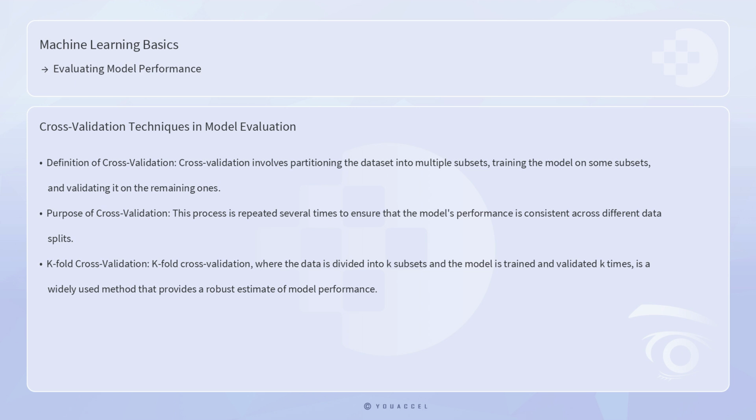Another essential aspect of model evaluation is the use of cross-validation techniques. Cross-validation involves partitioning the dataset into multiple subsets, training the model on some subsets, and validating it on the remaining ones. This process is repeated several times to ensure that the model's performance is consistent across different data splits. K-fold cross-validation, where the data is divided into K subsets and the model is trained and validated K times, is a widely used method that provides a robust estimate of model performance.